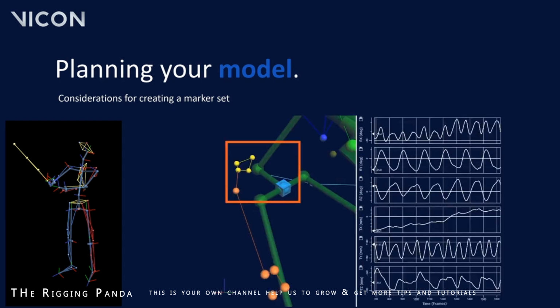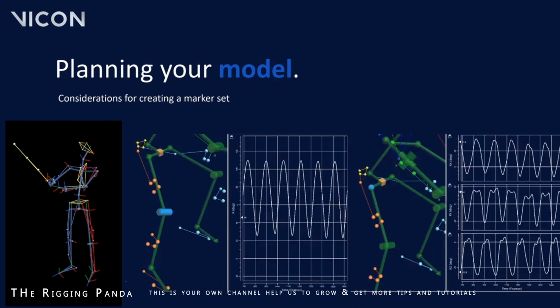Think about degrees of freedom. Remember the following. A minimum of 3 markers are required to describe a segment with 6 degrees of freedom. In this example, we have a 4-marker cluster on the sacrum, and we can see on the graph the rotation around X, Y, and Z with the translation in X, Y.